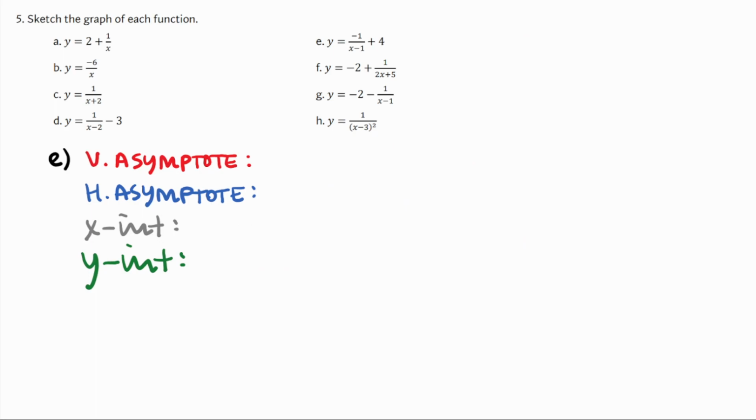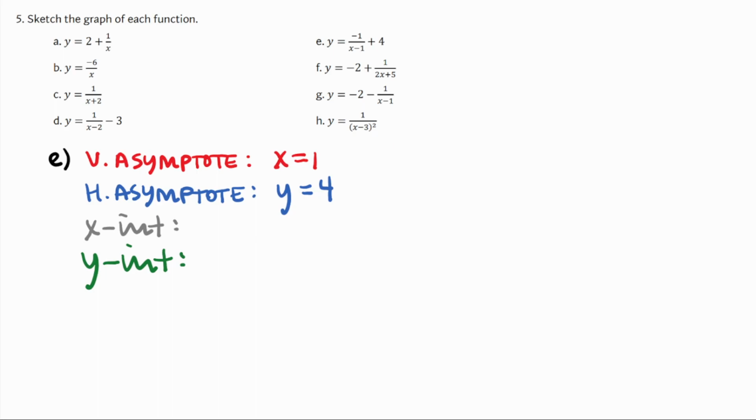For E, we've got negative 1 over x minus 1 plus 4. So this will be pretty similar to the last one, except for the fact that the negative 1 is going to make it one of those upside down 1 over x graphs. So one of those negative 1 over x graphs. Okay, vertical asymptote, the x value that causes division by 0, x equals 1. Horizontal asymptote is going to be y equals 4. You've seen enough of these, you know why it's true.